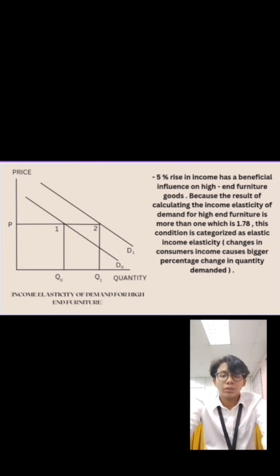1.78. This condition is categorized as elastic income elasticity, where a change in consumer income causes a bigger percentage change in quantity demanded. Due to this, consumer perception of needs alters when their money rises, because they can now buy items that satisfy them as well as meet their requirements. As a result, buyers choose to buy high-end furniture over low-cost furniture.